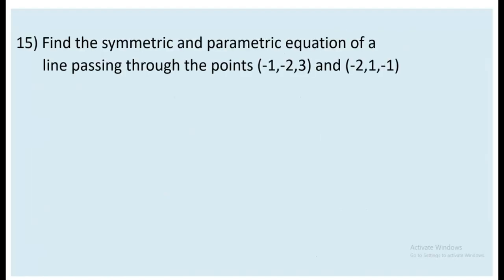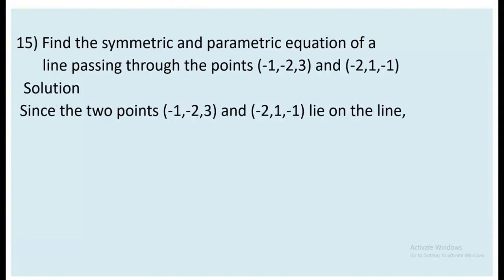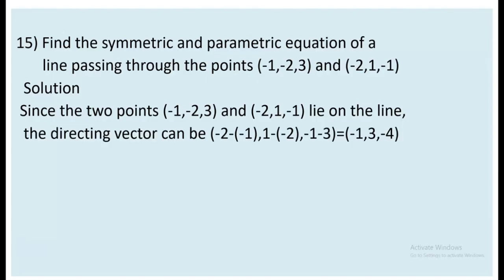Now what comes next is question number 15. You are given two arbitrary points through which the line passes. The question is to determine the symmetric and the parametric equation of the line. So first we have to determine, students, the directing vector. The directing vector can easily be obtained simply by deducting the components of one point from the other. For example, you can deduct minus 2 and minus 1, so minus 2 minus minus 1, as I wrote here, and also 1 minus minus 2 and minus 1 minus 3. So for the first one you have minus 1, for the second 3, and this one minus 4. So you can take the directing vector components to be minus 1, 3, minus 4.